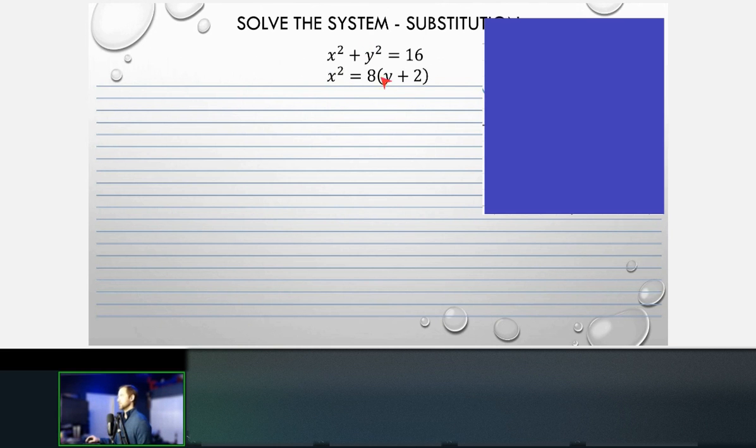What is this conic for the second equation? It is a parabola. Yeah. We know it's a parabola because only one of the variables is squared.